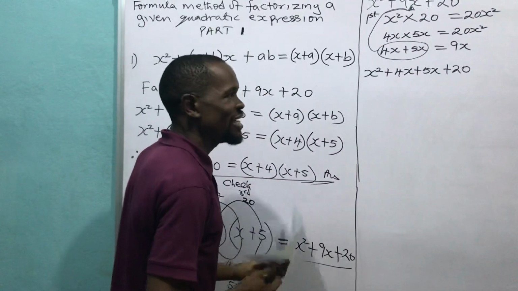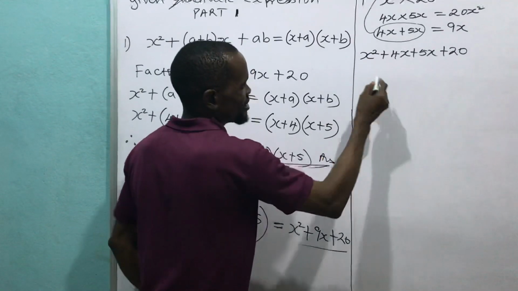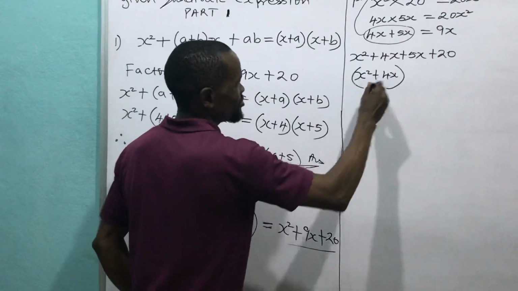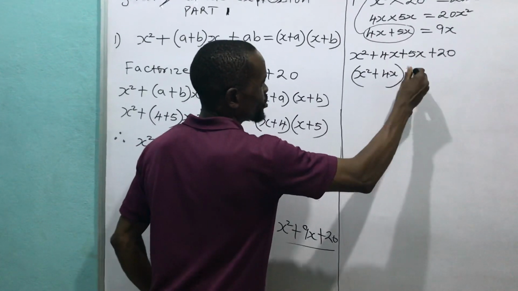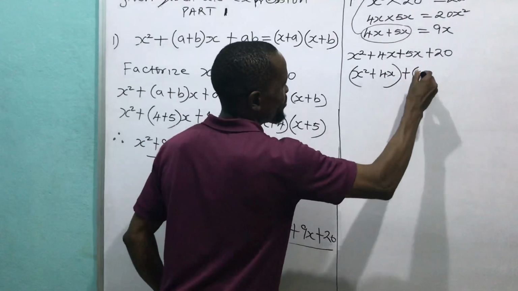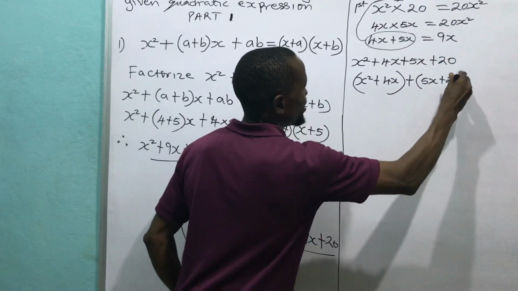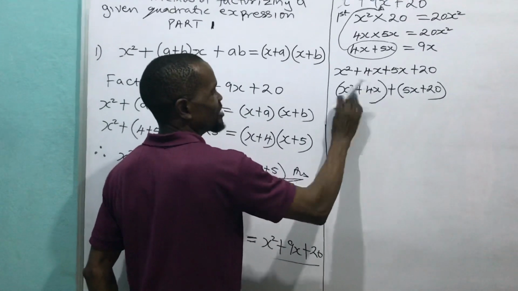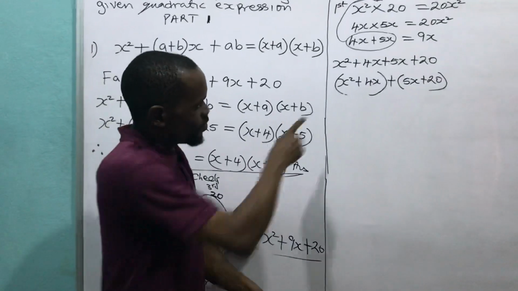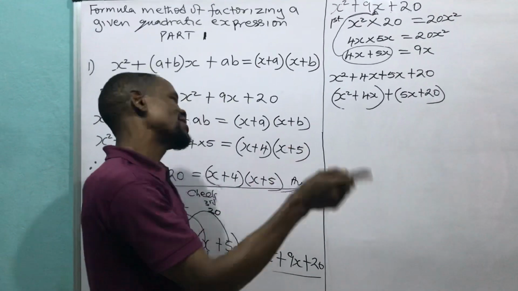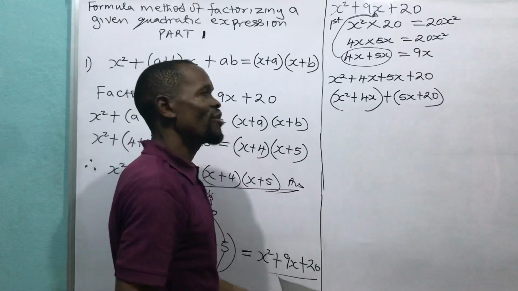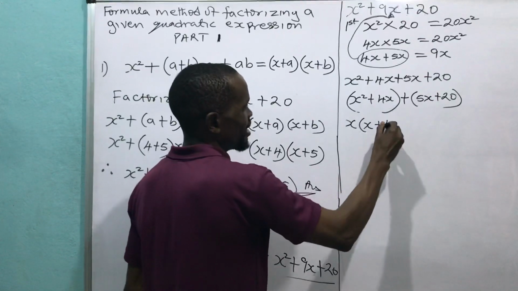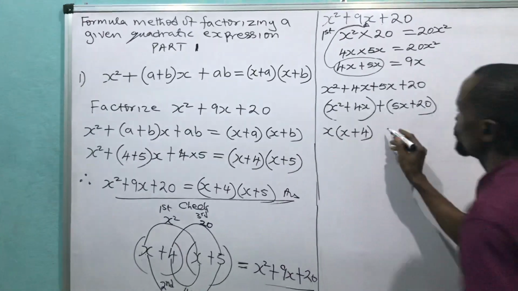I can be able to share it now. How am I going to share it? I have x squared plus 4x. I close. I've shared it. Look at the plus here. I put plus. Then share this one, which means 5x plus 20. Then what is common among these two inside the bracket? I see that x can divide this. x can divide 4x. If x divides this, it will give me x. If x divides 4x, it will leave me with 4. Then I'll put my plus again.